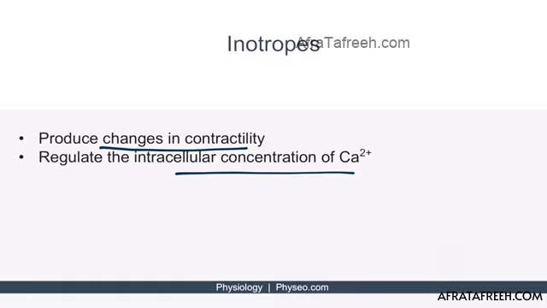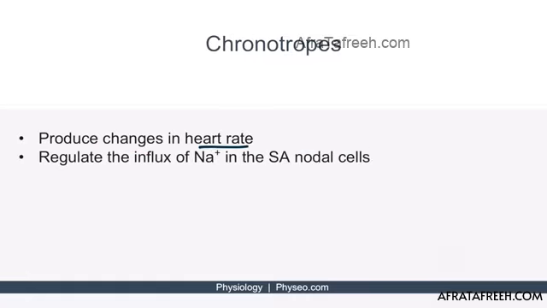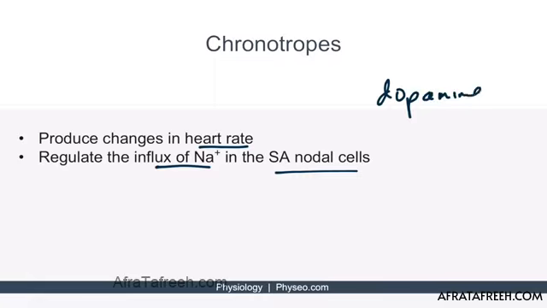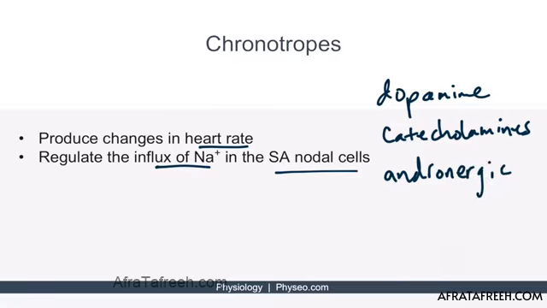Chronotropes alter heart rate, and they do this by regulating the influx of sodium in the sinoatrial nodal cells. Recall that in pacemaker cells, sodium is necessary to reach threshold. It shouldn't be too hard to understand that increasing the permeability of sodium channels will allow the cell to reach threshold more rapidly, which will then increase the heart rate. Examples of positive chronotropes include drugs like dopamine, catecholamines, and adrenergic agonists.